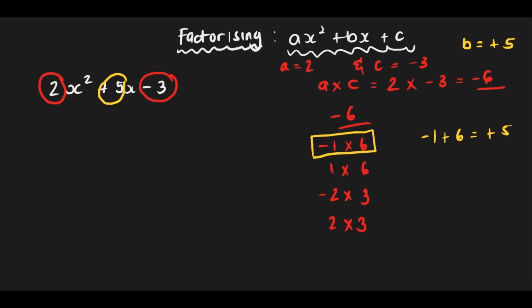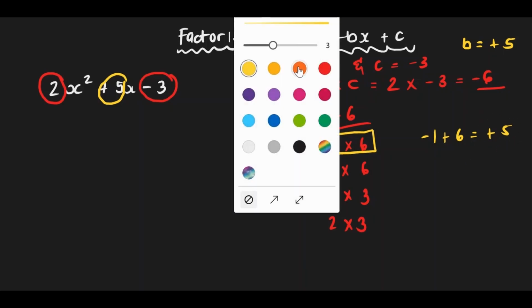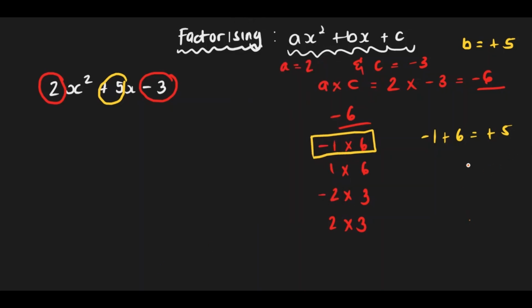But in this case, we are not done. Let me do it in another color. We know that our factors are going to be negative 1 and positive 6. To find the two brackets, we need to take these factors and divide them by A, which in our case is 2. So we're going to divide by A. Since A is 2, one is going to be negative 1 divided by positive 2, and the other one is going to be 6 divided by 2.